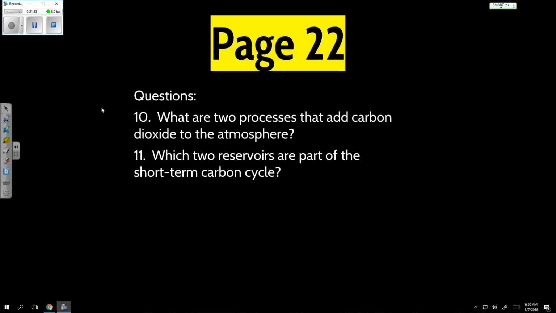Page 22, questions to answer. What are two processes that add carbon dioxide to the atmosphere? Which two reservoirs are part of the short-term carbon cycle?